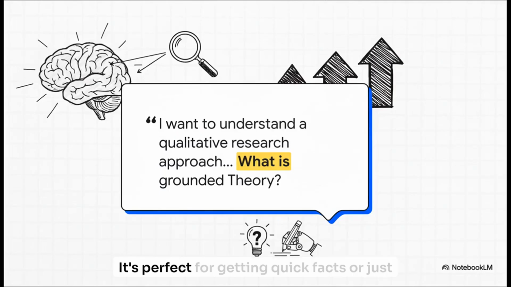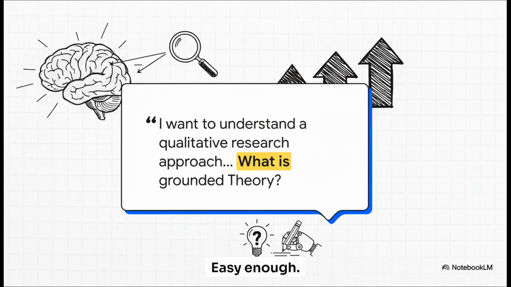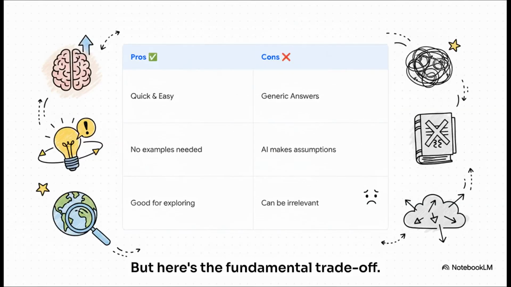And you know what? It's perfect for getting quick facts or just a basic definition. For instance, a researcher might just ask, what is grounded theory? You ask a simple question, you get a simple answer. Easy enough. But here's the fundamental trade-off. On the one hand, zero-shot is super fast and simple. But, and this is a big but, because you haven't given it any real context, the AI has to make a bunch of assumptions. And that often leads to those very general and sometimes totally irrelevant answers.